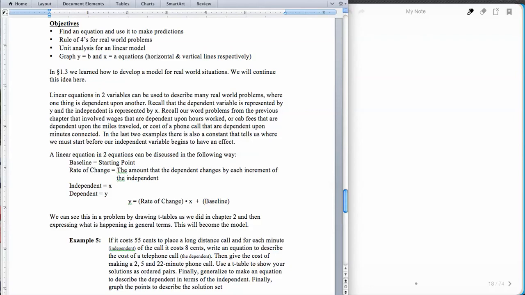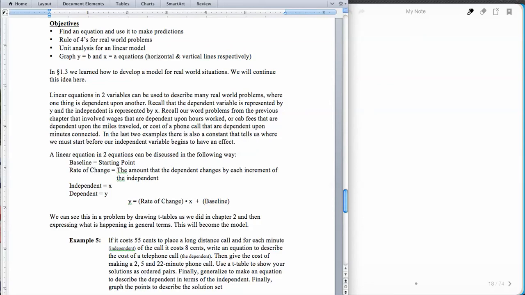I'll talk about unit analysis for a linear model in two different ways. And finally, we're going to wrap up with graphing some vertical and some horizontal lines: X equals A equations being vertical and Y equals B equations being horizontal. So we're going to first of all start out with the points that we need to find in a word model to give us a linear equation model as a formula.